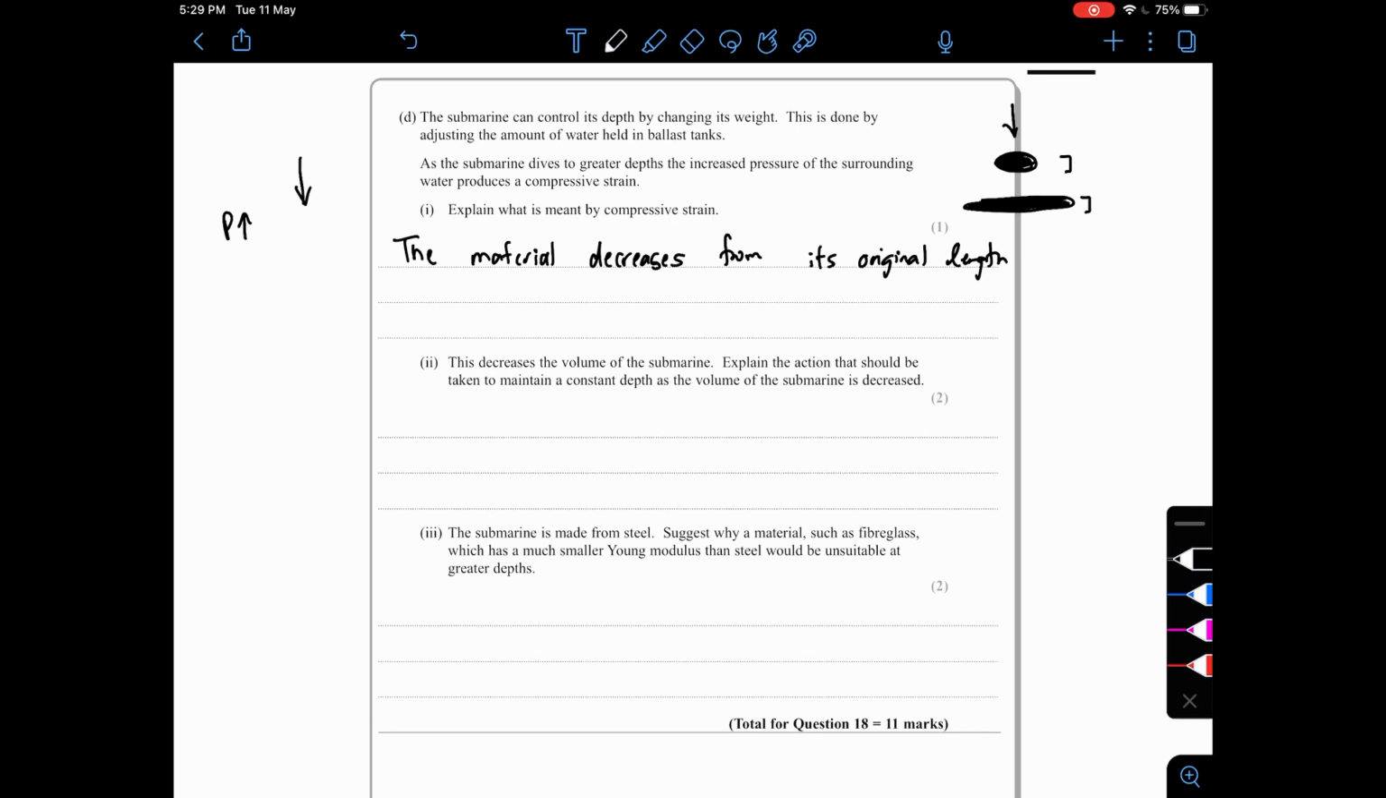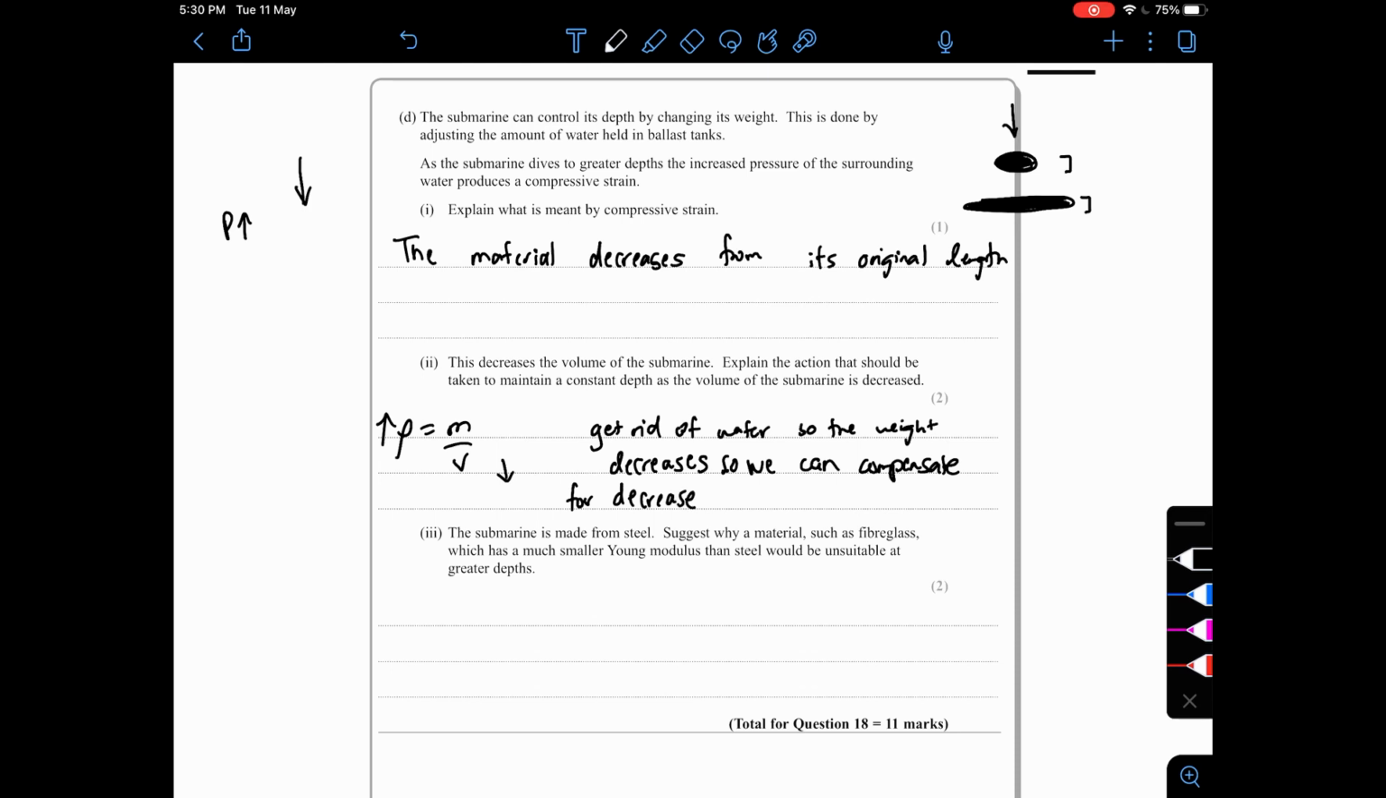Explain the actions to be taken to keep constant depth as the volume of the submarine is decreased. Now because the volume is decreasing, what's happening to the density? If you think about it, mass over volume, if volume is decreasing, the density is increasing. And the only way we can get rid of it is if we get rid of water. They have water in the ballast tank, so what we have to do is get rid of water, so the weight decreases, or we get the same density as the sea, so it's easier for us to go down. So get rid of the water, so the weight decreases. This is why we can compensate for the decrease in upthrust, because we're going down slowly, right? Because there's an increase in pressure and upthrust.